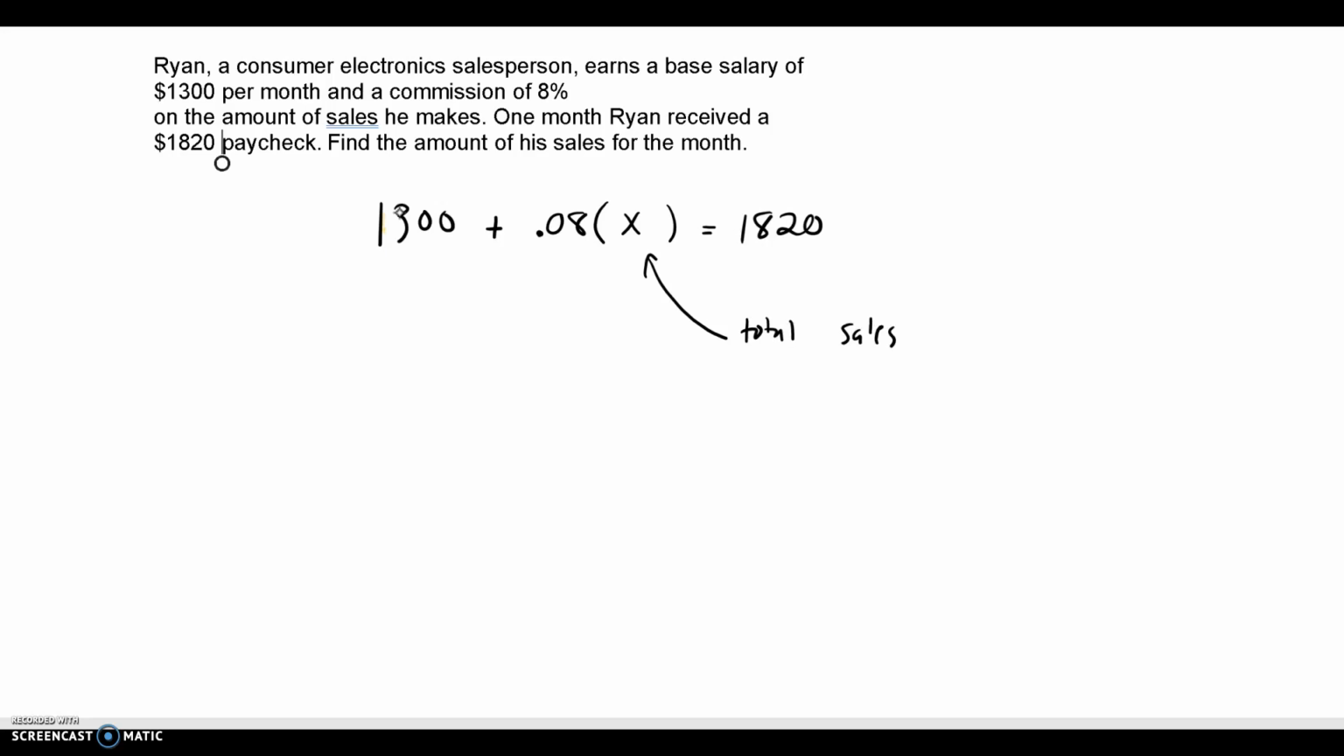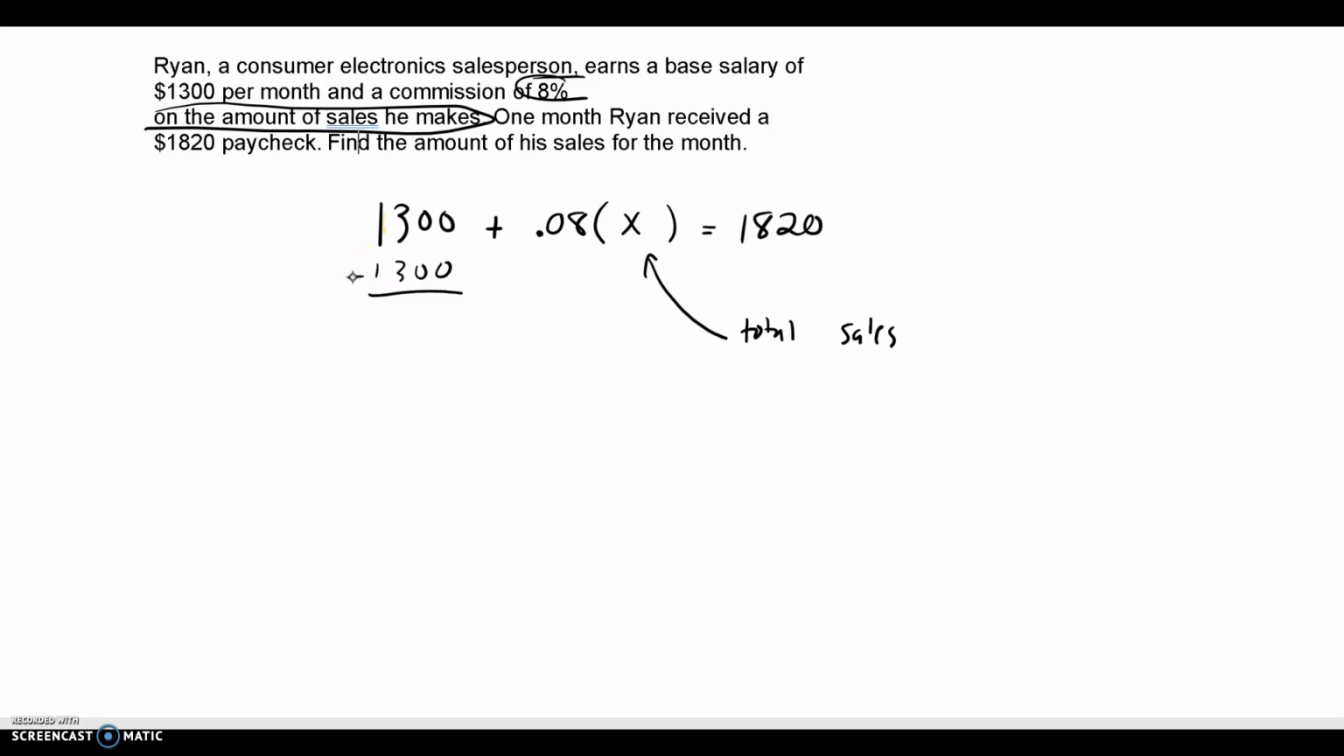Okay, so let's just review that, see if it makes sense. He gets $1,300 and then literally 8% on the amount of sales, 8% of his sales, and total paycheck $1,820. Okay, so that looks good. So now that we have the equation set up, we can just solve it.